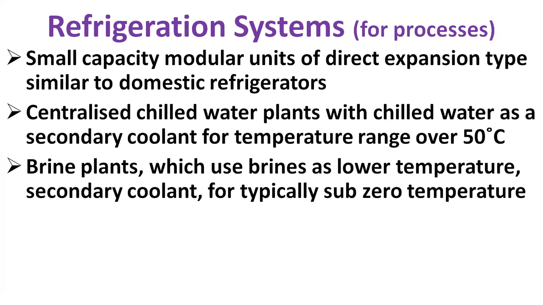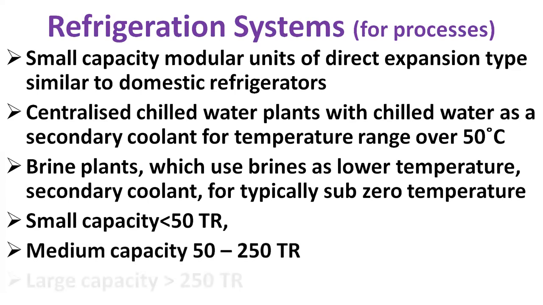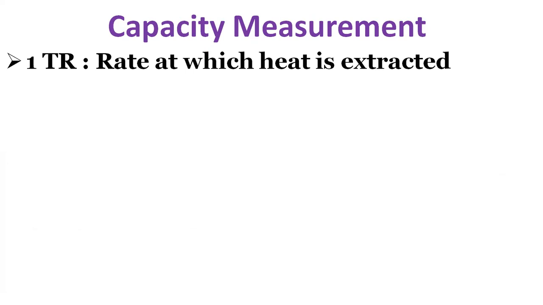Brine plants use brines as a lower temperature secondary coolant, typically for sub-zero temperature applications, and come as modular units as well as large centralized plants. Plant capacities up to 50 ton are usually considered small capacity, 50 to 250 ton medium capacity, and over 250 ton large capacity units. A large industry may have a bank of such units, often with common chilled water pumps, condenser pumps and cooling towers as an off-site utility.